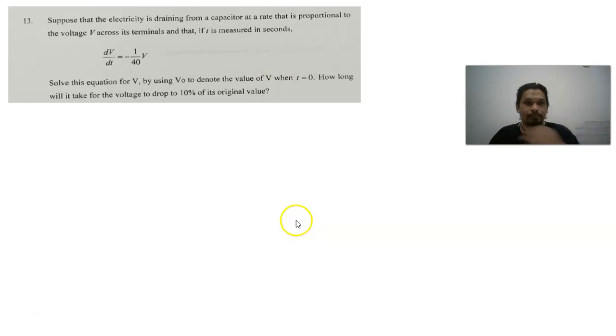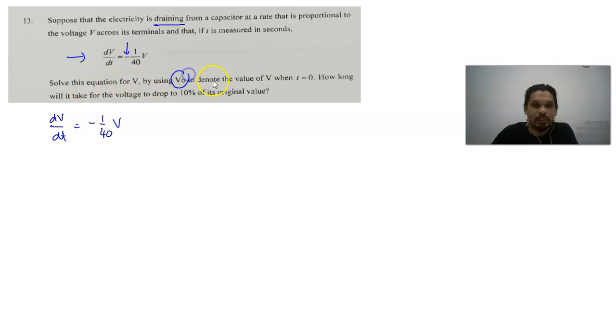Then next, suppose that electricity is draining from the capacitor at a rate proportional to the voltage. It's mentioned here now. If t is measured in seconds, the question here is dV/dt equals negative 1 over 40 V. So what does draining give us? Recall the situation has come up with a negative here. Solve the equation of V by using V naught, denoting the value of V when t equals 0.